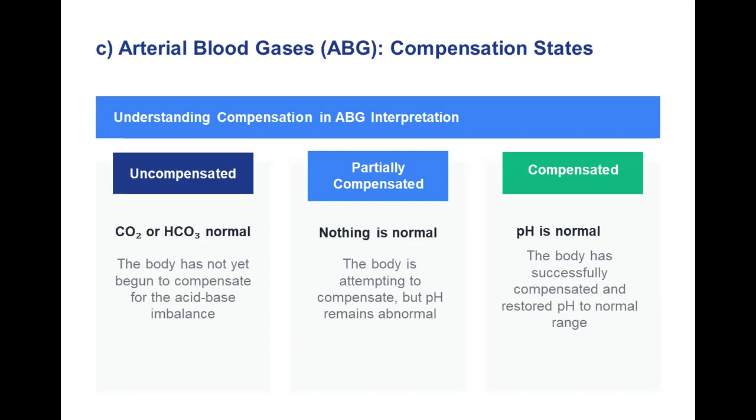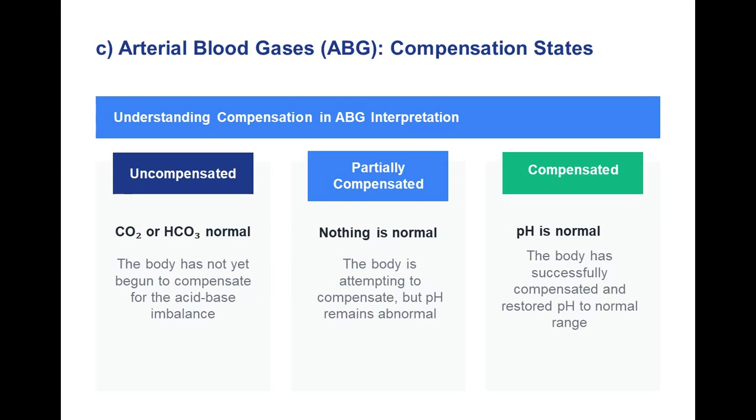After determining the primary acid-base disorder, the next step in ABG interpretation is determining the state of compensation. This tells us how effectively the body is coping. Uncompensated is when the PCO2 or HCO3 is still normal. It means the body has not yet begun to compensate for the acid-base imbalance.